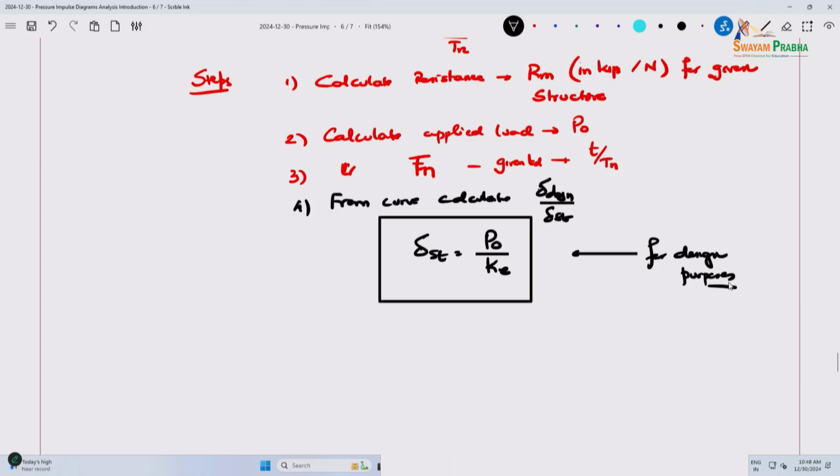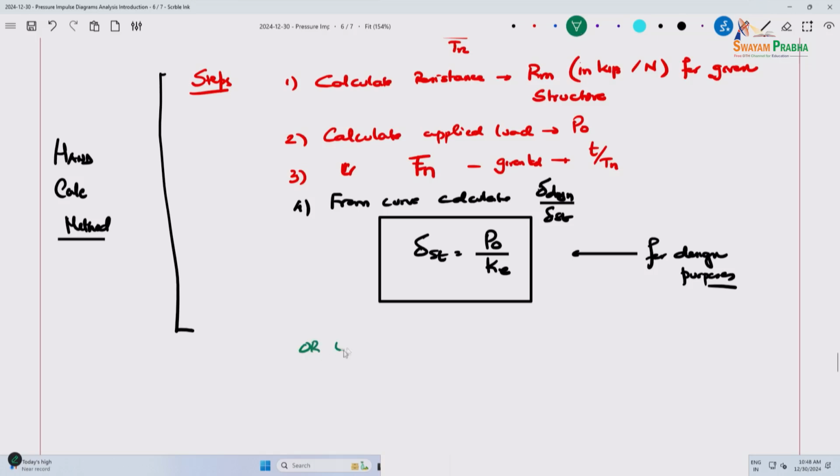So this is the hand calc method, or analytical expressions. You can also use, as I said, charts to find delta dynamic, and we'll go through exercises to compare both. You'll see what differences they are.